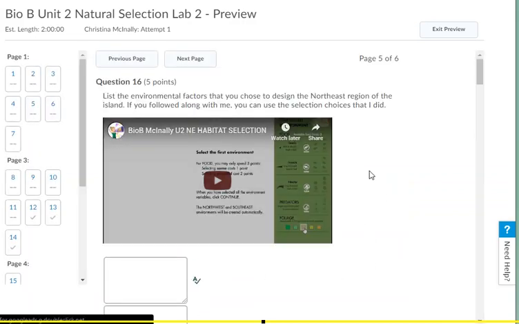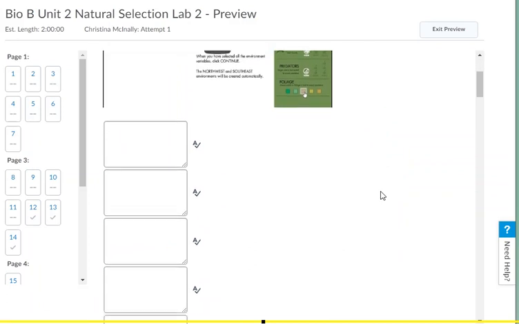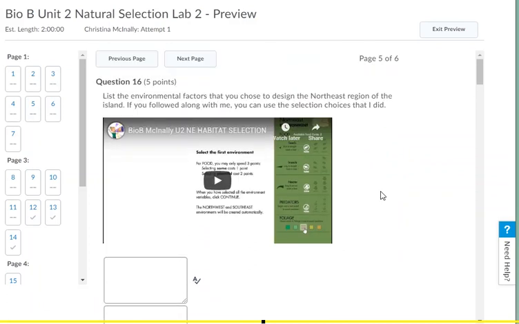All right. So for this part, you just had to list what you chose. If you followed along with me, what factors did we choose when designing the Northeast region?